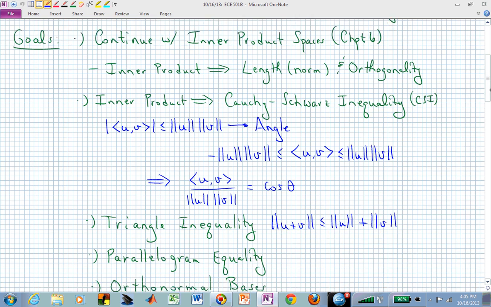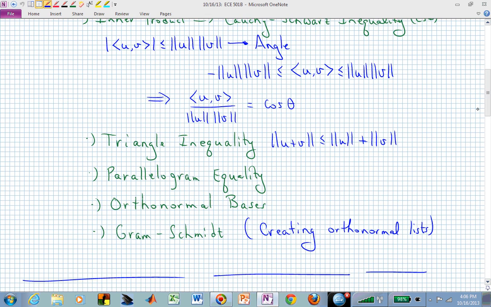We'll then discuss the triangle inequality, the parallelogram equality, orthonormal basis, and the Gram-Schmidt orthogonalization approach. That's really just a way of creating a set of vectors, or a list of vectors, that are orthonormal. We'll build up a collection of orthonormal vectors, or a list of those.